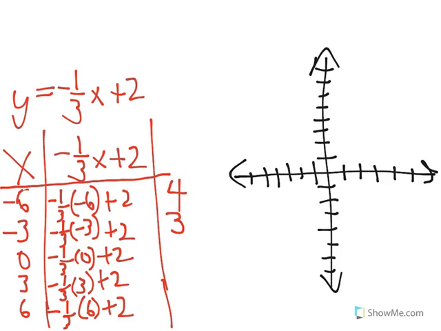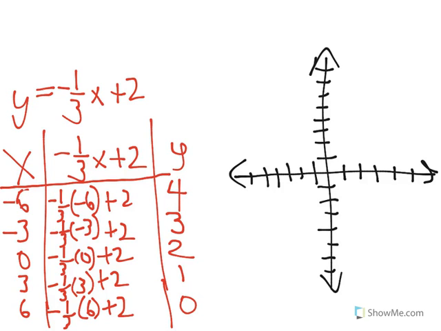Negative 1/3 times 0 plus 2, that's going to be 2. Negative 1/3 times 3 is negative 1, plus 2 is going to be 1. And then negative 1/3 times 6 is negative 2, plus 2 is going to be 0. So now this is going to be the value of y, and then we have x, and so we just have to plot the points now.